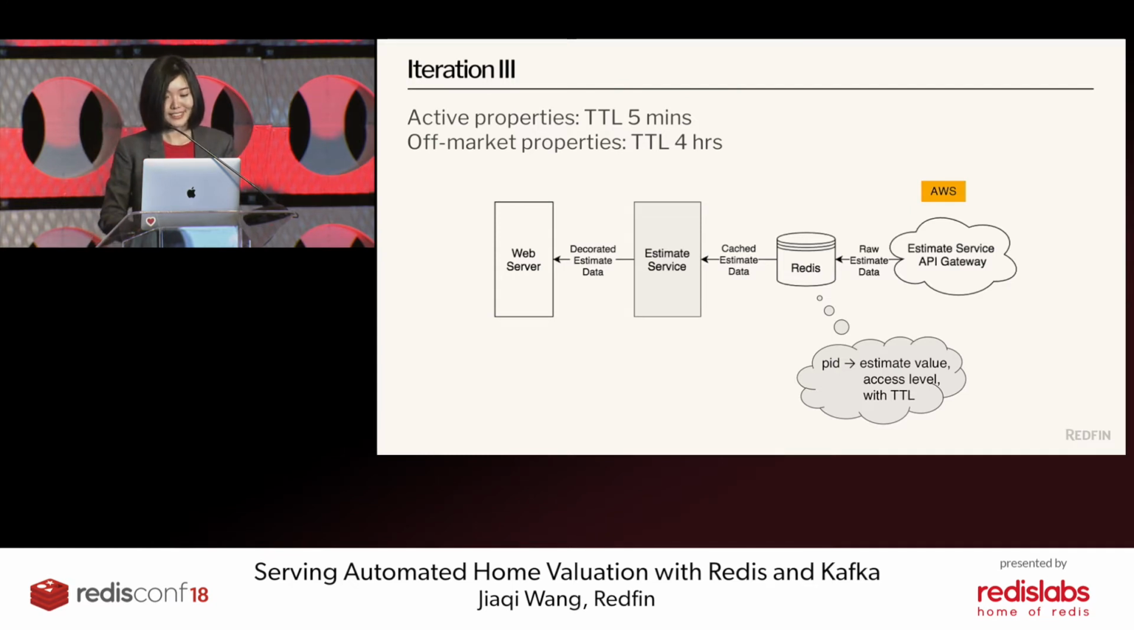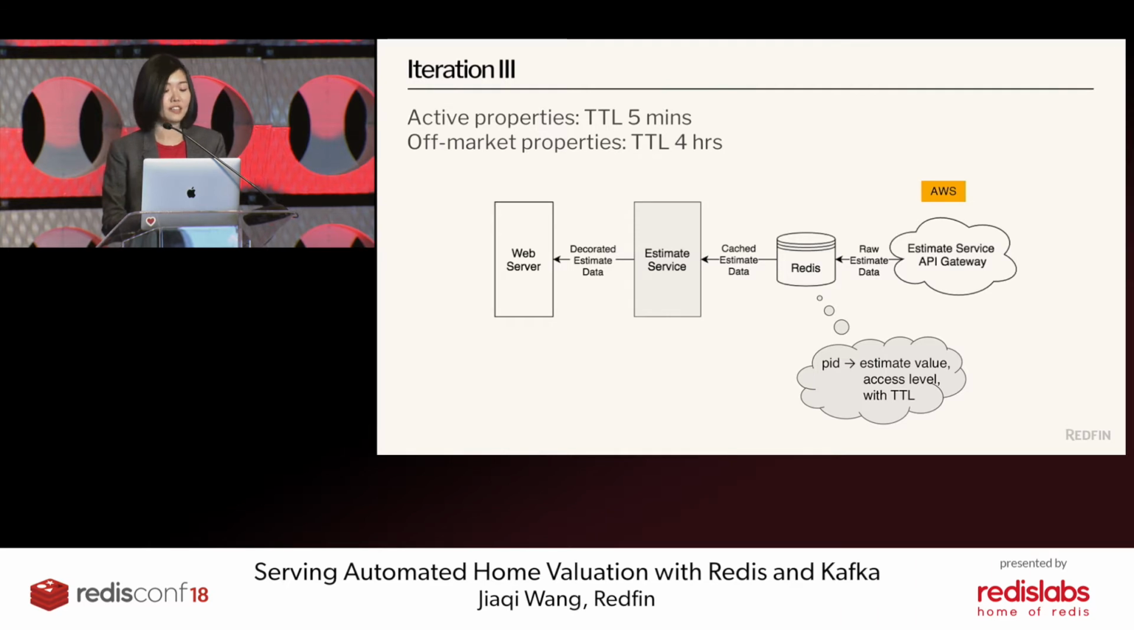You might ask me, if the estimate only updates once a week, why can't we cache it for a week instead of only 4 hours? Cache expiration is actually a pretty broad topic, and the answer varies case by case. If you know exactly when the data will be updated, you can cache it for as long as you want until the new information comes, and you simply overwrite it.